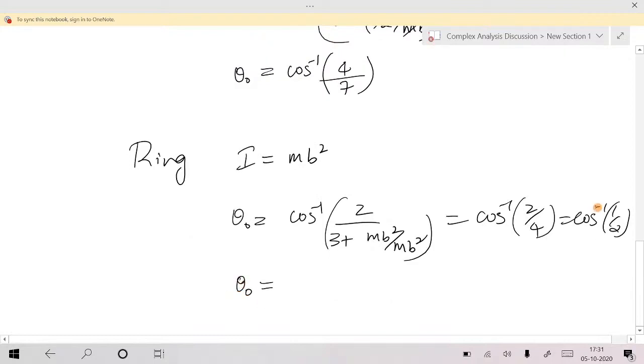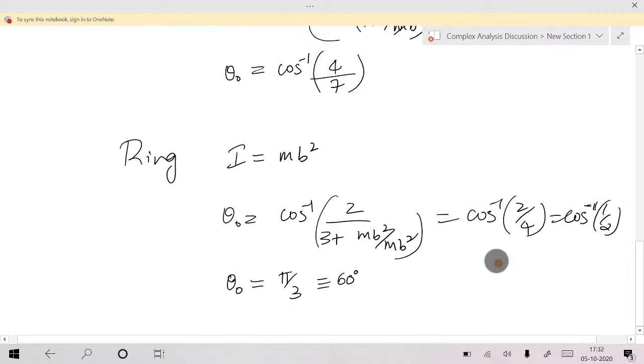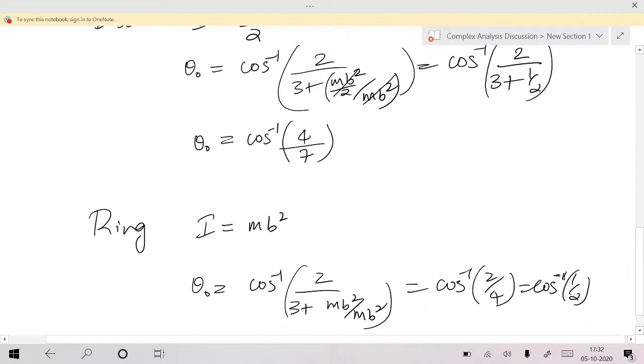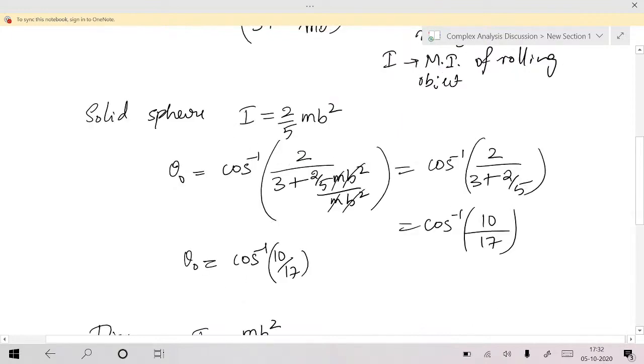Anyone? Pi by 3, sir. Pi by 3, 60 degrees. 60 degree, isn't it? Yes, sir. Again, now here, what does this angle depend on? Just see that one. This angle doesn't depend on the radius of the object.